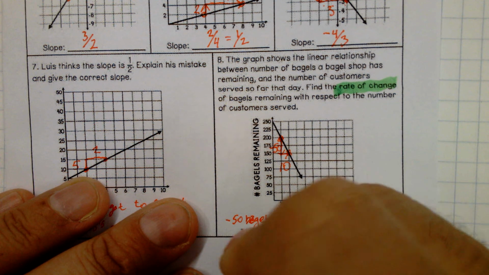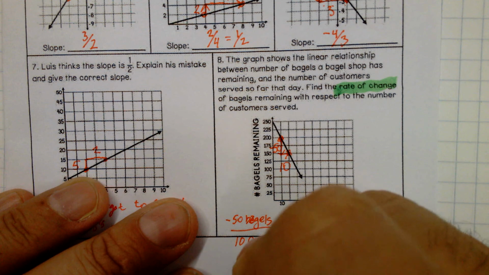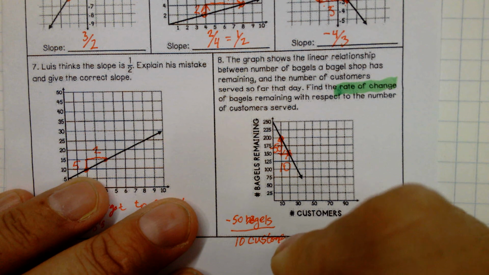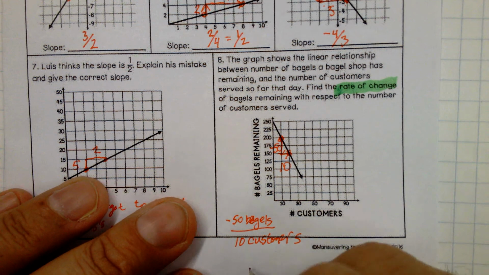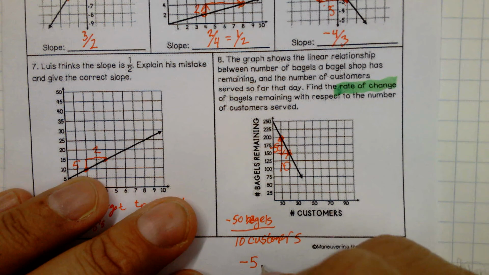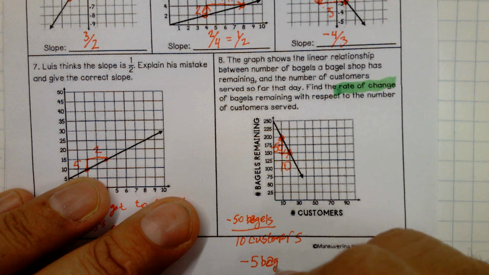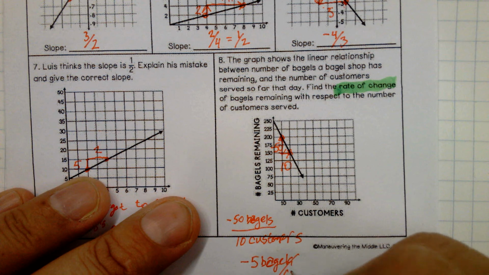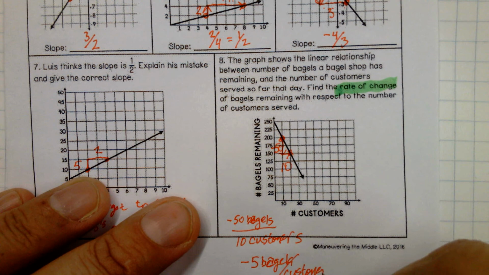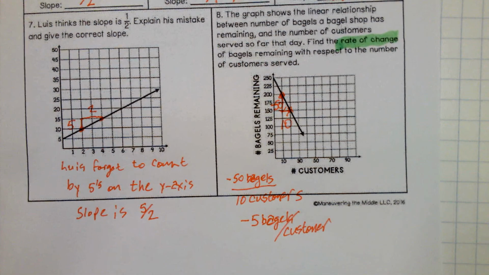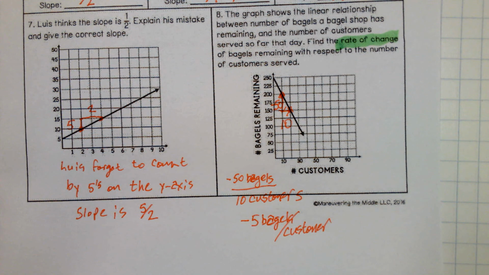for every 10 customers. Well, it's -5 though. -5 bagels per customer. So every time they get a customer, how many bagels do they lose? Yeah, 5. The lose is the implication of the negative. So basically, you could say every customer on average buys 5 bagels. It averages out to that.